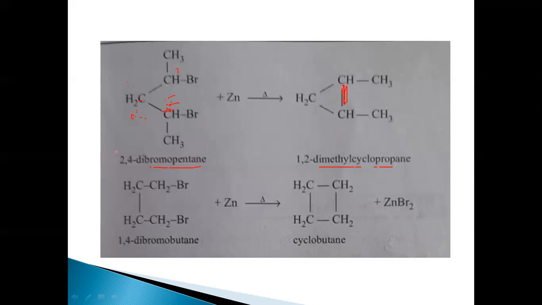So the new bond is formed between the carbon atoms where this halogen is present. Next, in order to obtain this cyclobutane, we are taking 1,4-dibromobutane and heating with zinc or sodium, and we are getting the cyclobutane, and this is the new bond which is formed between the terminal carbon atoms.